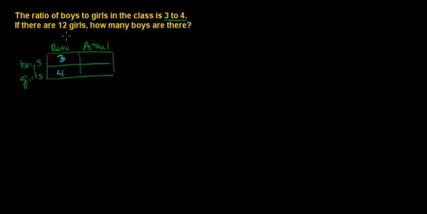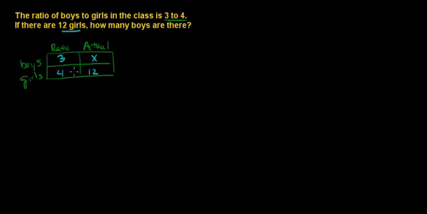The actual number they gave me was 12 girls right here. So I come down here, actual 12 girls. And what I'm solving for is boys. So what I really need to find is the number of boys. Now I know 4 times 3 is 12, so I can take 3 times 3. That'll give me 9 boys.